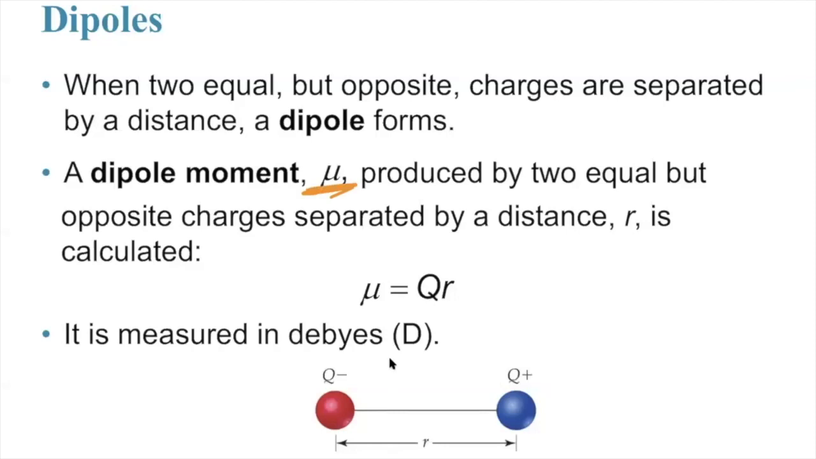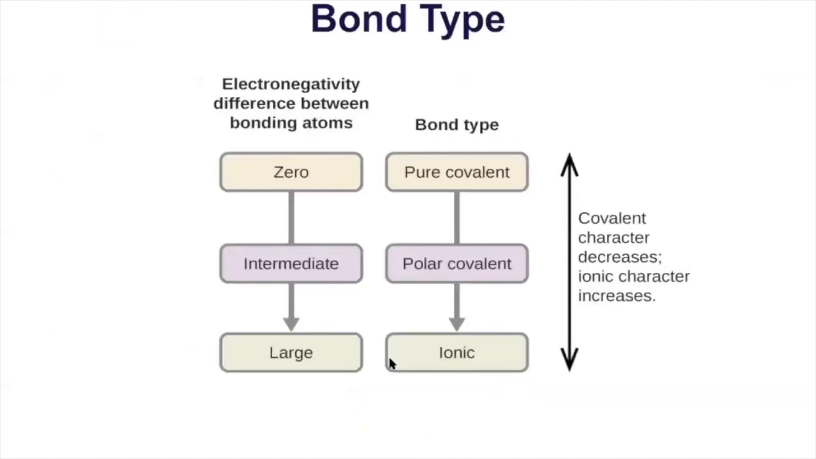This is a chart that can tell you that if the difference is 0, you have a pure covalent bond. If the difference is around 0.4 or so, you have a polar covalent bond. If the difference in electronegativity is large and you have a large dipole moment, you most likely have an ionic compound.